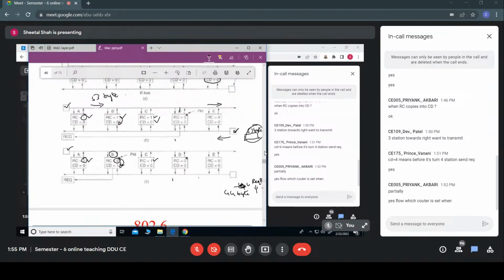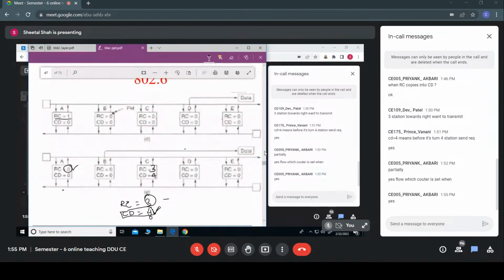Okay. So now you can see that station D has used that channel, and it has sent the data. So once it has sent the data, the busy bit would be set to 1. When these stations sense the busy bit, the RC value would be decremented by 1. So this has become 0. The CD value of this would be decremented by 1. So this has become 0. Whereas RC value of this is also decremented by 1. It was 2, now that has become 1.